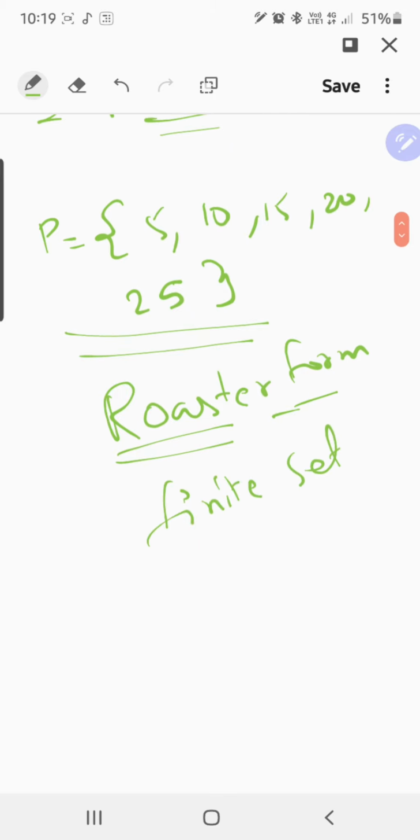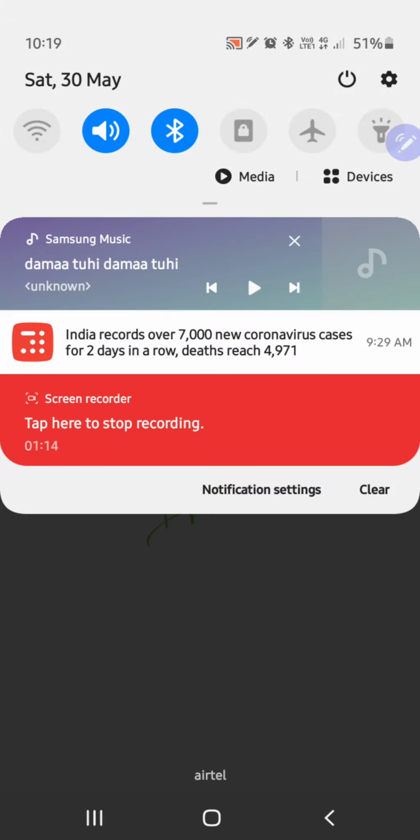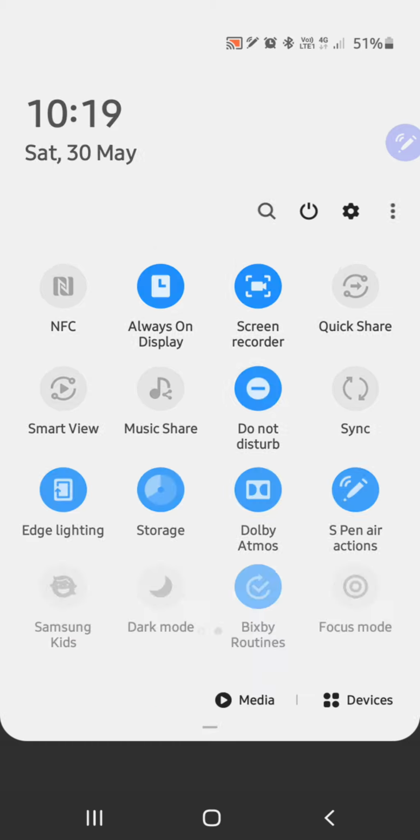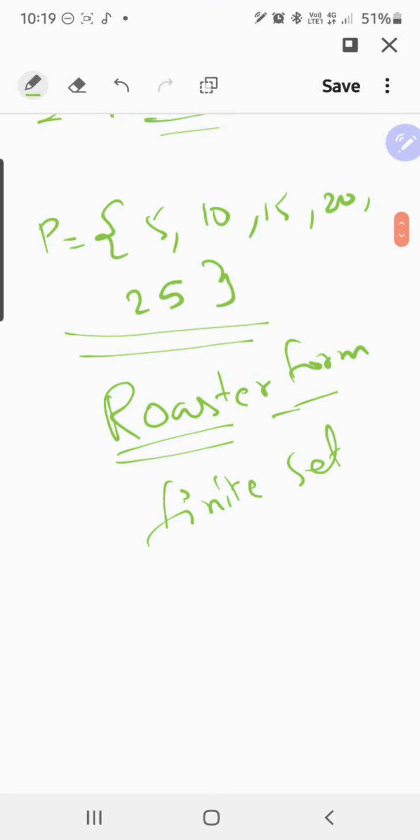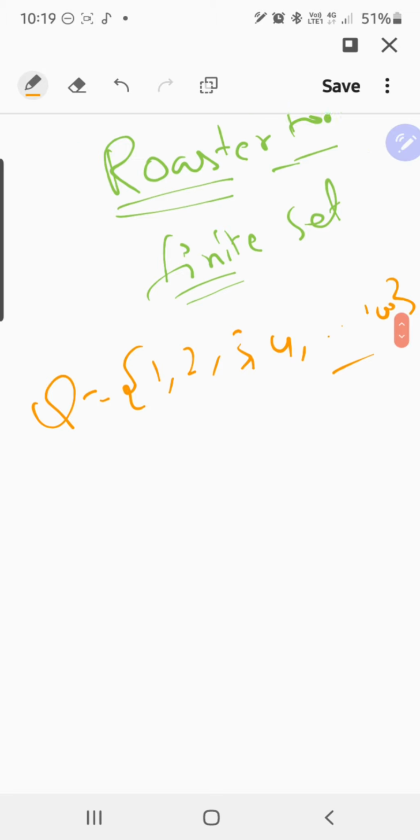Okay, so you can easily write it in some easy way to understand. This is a finite set, and finite means you can count it and easily write it. For example, think for a while. You have a set Q which has 100 elements like this, 1, 2, 3, 4 up to 100. Can you write every element of this set? No, unable to. You can't write this.